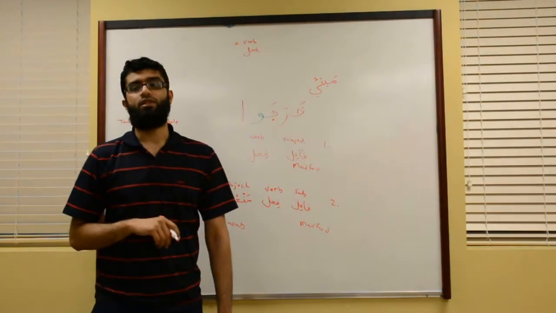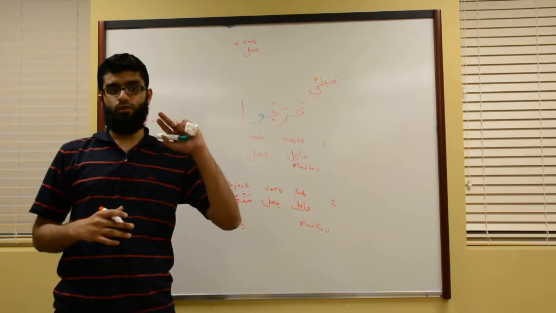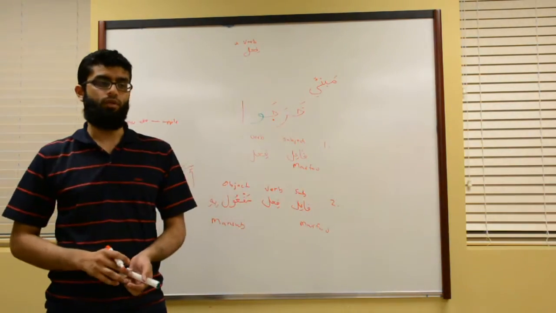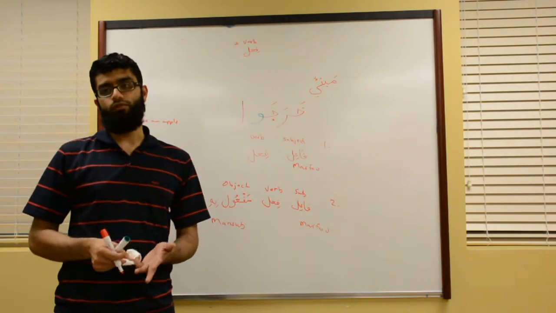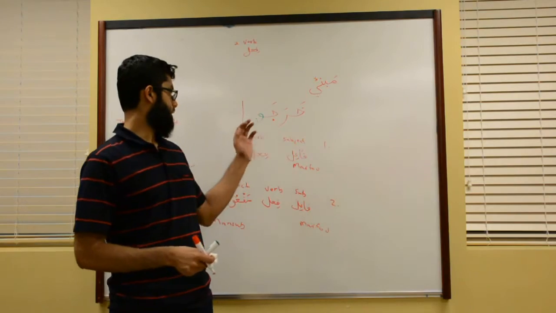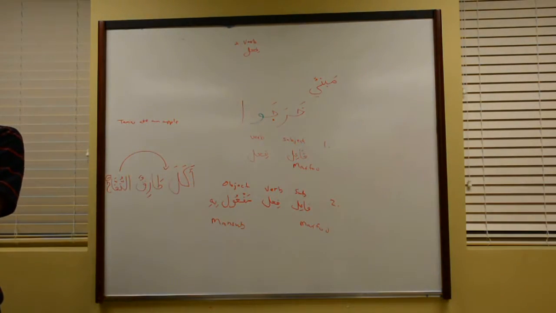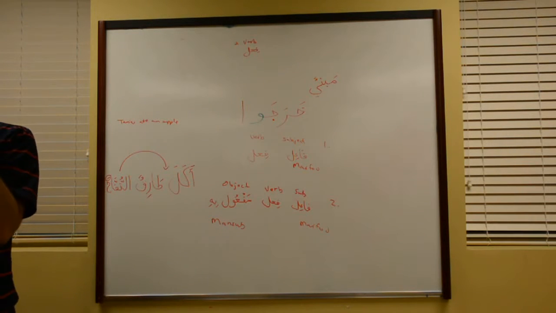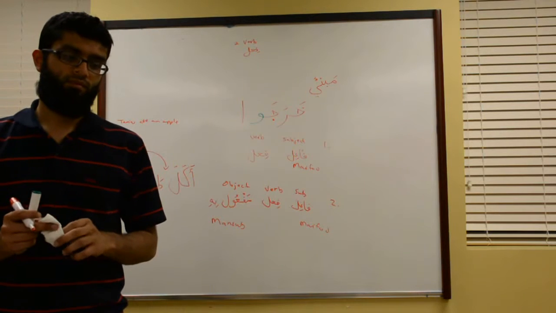Mabni means it's unchanged, so it doesn't decline. It doesn't get a fatha, dhamma, or kasra depending on where it is. There are just some words that have to be that way, so like who, it's mabni. The subject, you had that right. It's kind of tricky when there are half jars. That would be the subject.